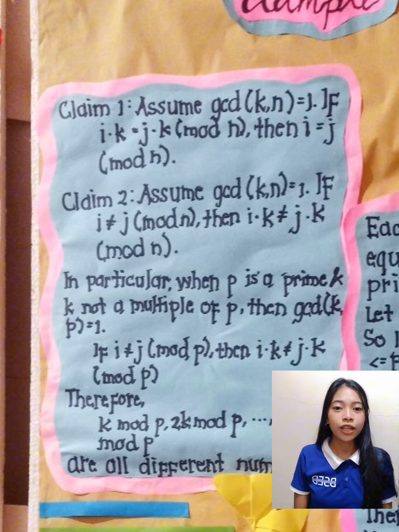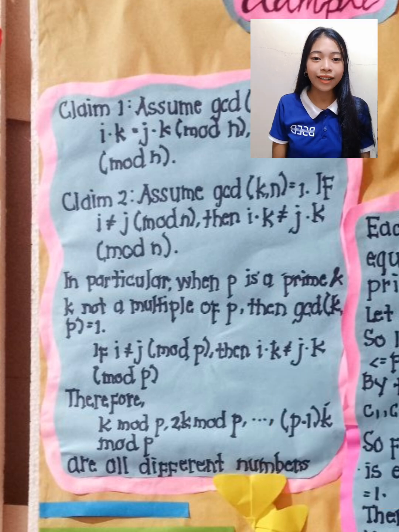For claim 2: if GCD(k, n) is equal to 1 and i is congruent to g mod n, then i times k is congruent to g times k mod n. Explanation: this is straightforward since i is congruent to g mod n. We know i minus g is equal to n times m for some integer m. Multiplying both sides by k, (i minus g) times k is equal to n times m times k. This implies i times k is congruent to g times k mod n.